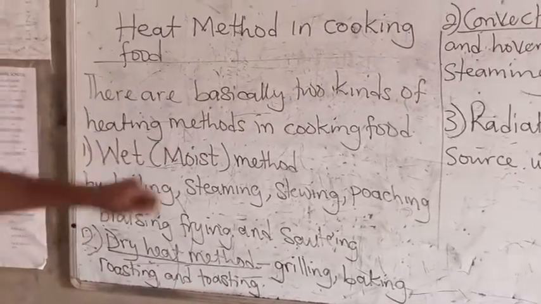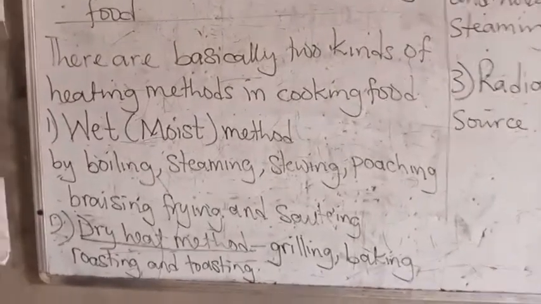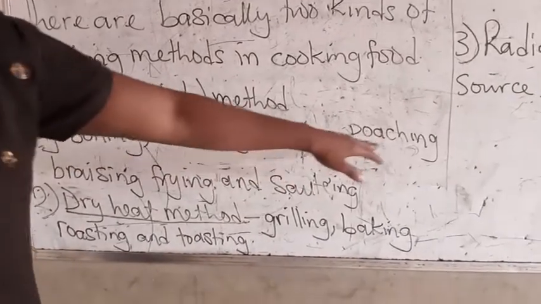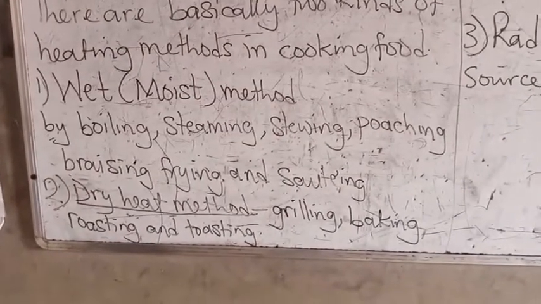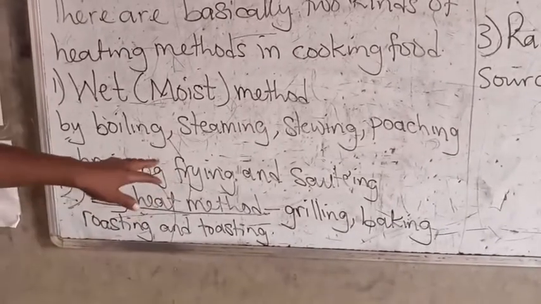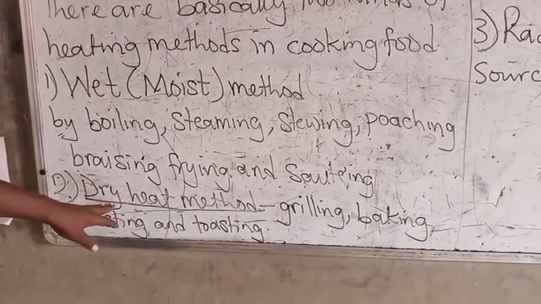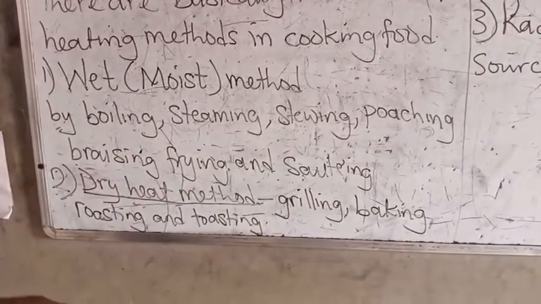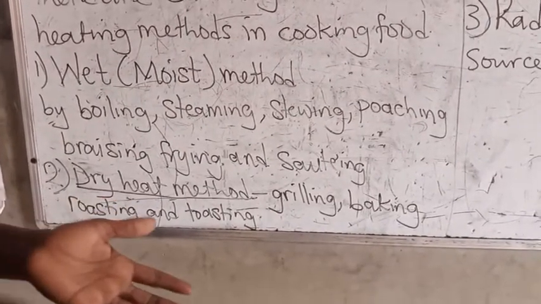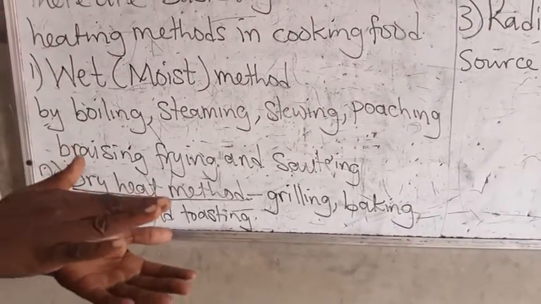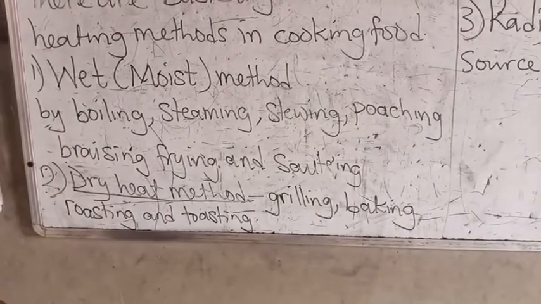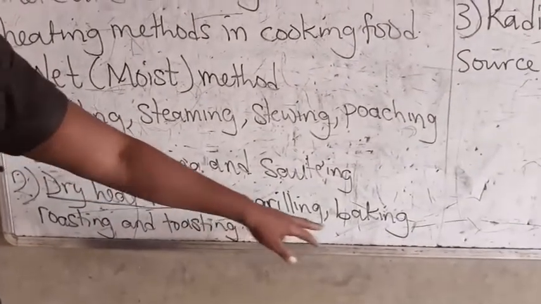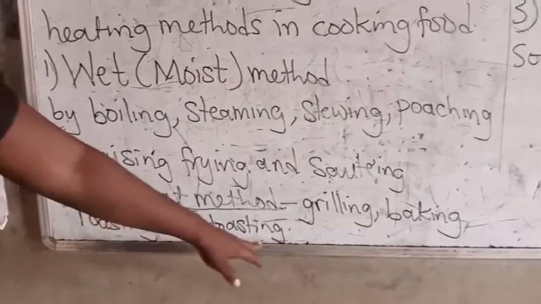When we talk of the wet method, it is where we add water to the food that we are cooking, such as boiling, steaming, stewing, poaching. We will come to this when you get to Form 3. Then we have the dry heat method. The dry heat method is where we use the dry heat, or we put the food on something just to absorb the heat directly from the coal pot or the oven. So we have the grilling, we have baking, we have roasting and toasting.